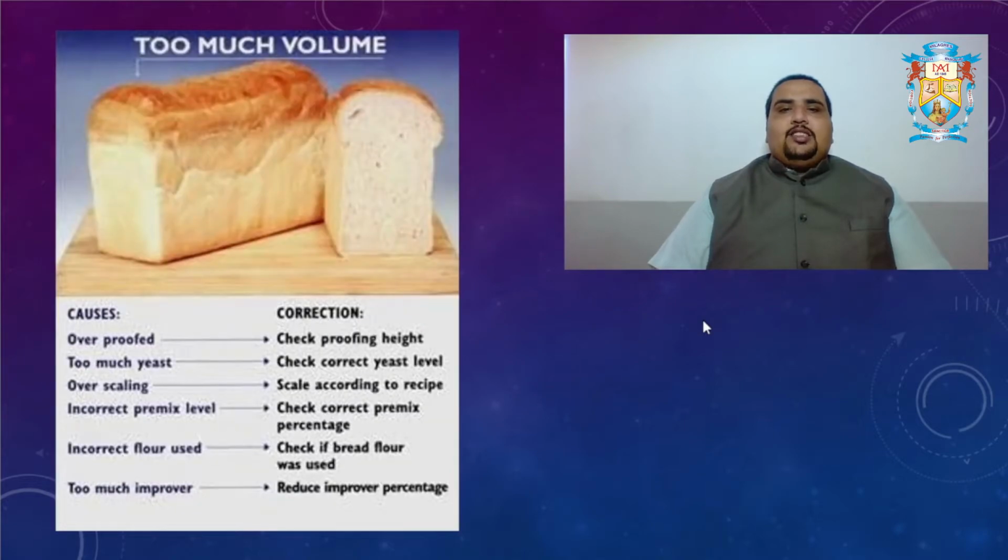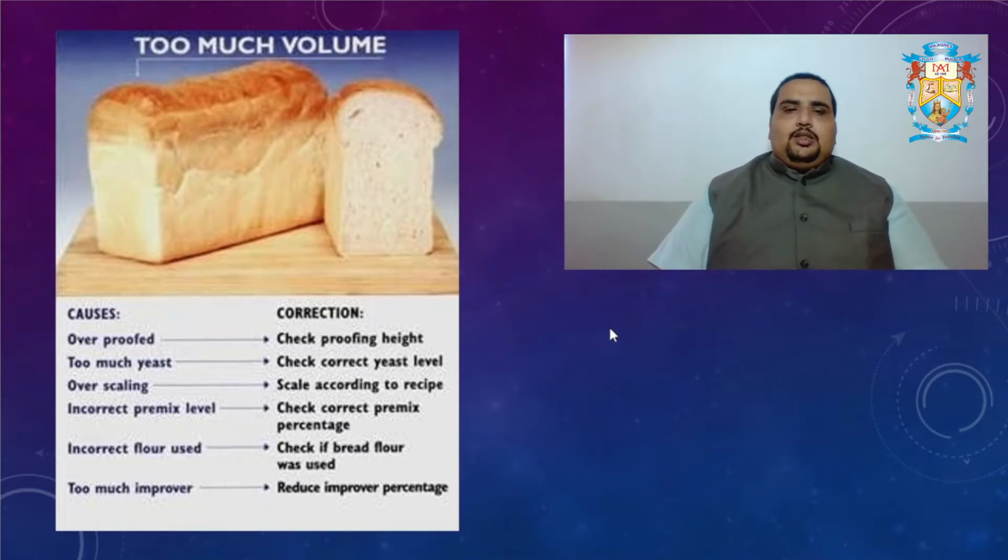Next, the next fault is too much volume. Now what is too much volume? The size of the bread. Let's say we use a standard 300 grams of dough to prepare one loaf of bread, or 500 grams of dough to prepare one loaf of bread. Now for that same amount of dough, if the bread is coming out of the tin and it is too large in size, if the volume increases, there is something which is wrong.